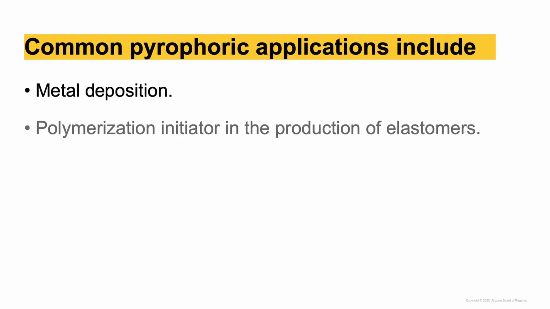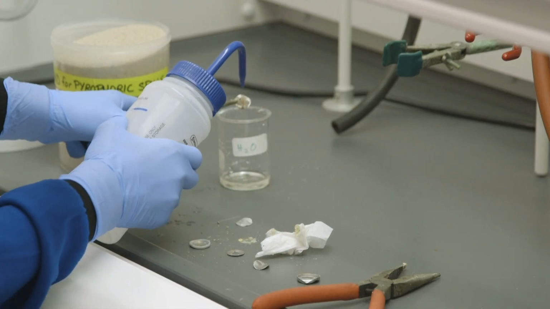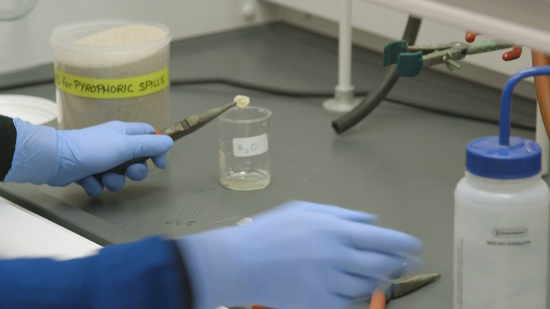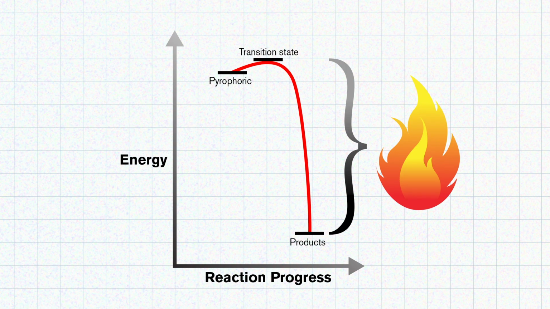Common applications for pyrophoric materials include metal deposition, polymerization initiator in the production of elastomers, organic synthesis, and various applications in semiconductor manufacturing. A pyrophoric material can be water or air reactive. This means it reacts energetically with either. Pyrophoric substances can ignite spontaneously when exposed to open air.